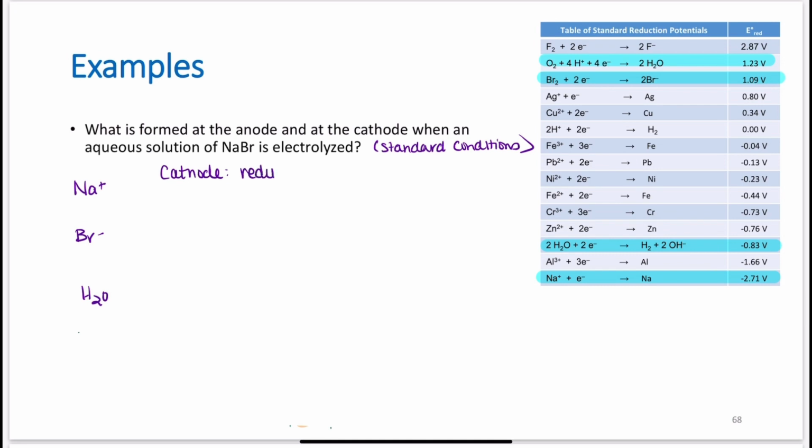Cathode is reduction, which is gain of electrons, okay? Sodium can gain an electron, forming sodium solid. The reduction potential for this is negative 2.71 volts. Br minus can't do anything. It cannot gain more electrons, right? Bromine can only gain up to 1 electron, forming a Br minus charge. It can't gain more electrons.